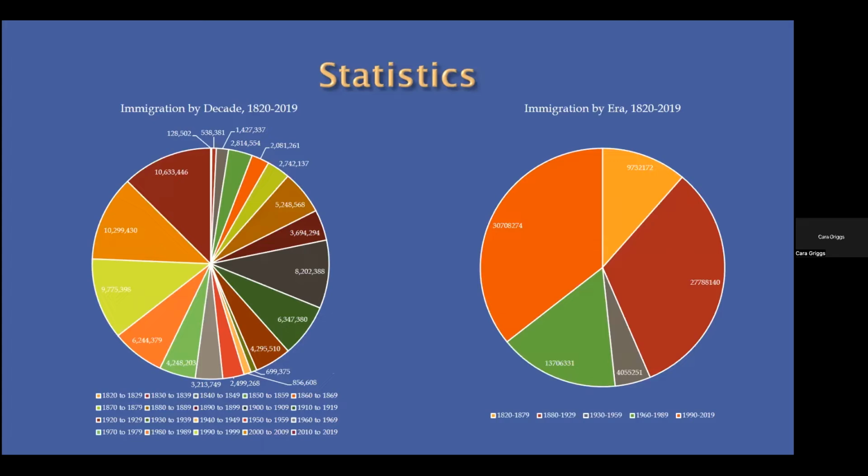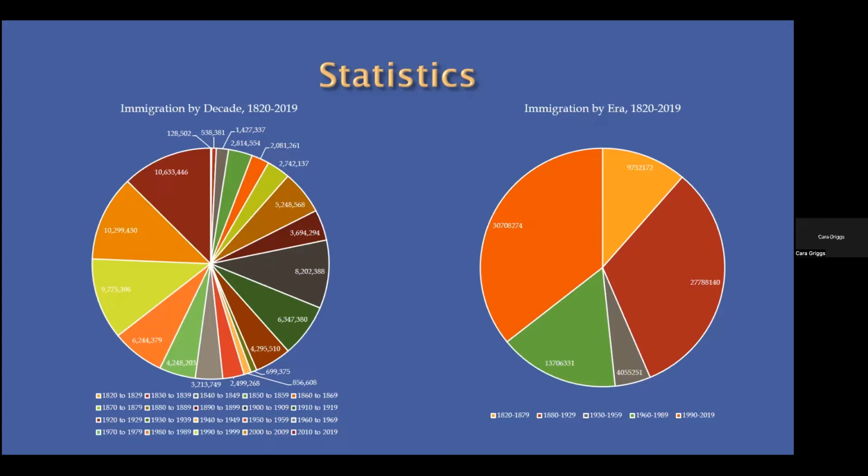Between 1880 and 1929 alone, more than 27 million immigrants arrived in the United States. To compare, only 9.7 million arrived in the 6 decades between 1820 and 1879, and just over 4 million arrived in the 3 decades between 1930 and 1959.